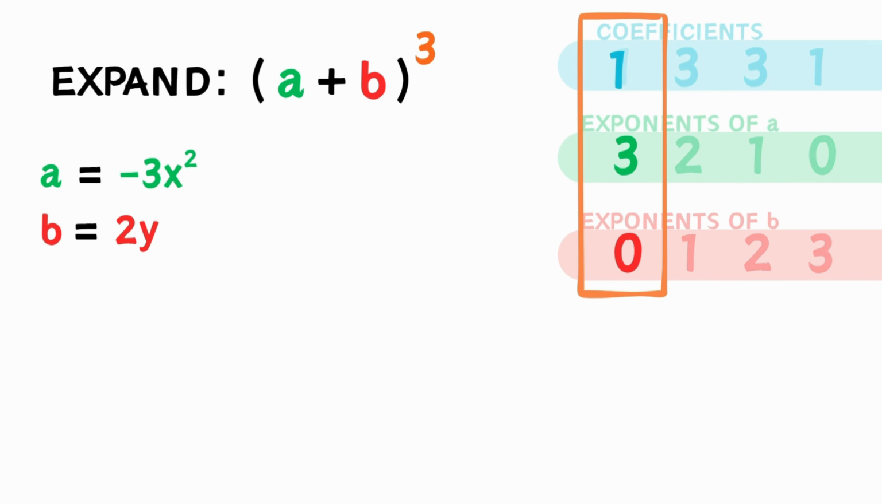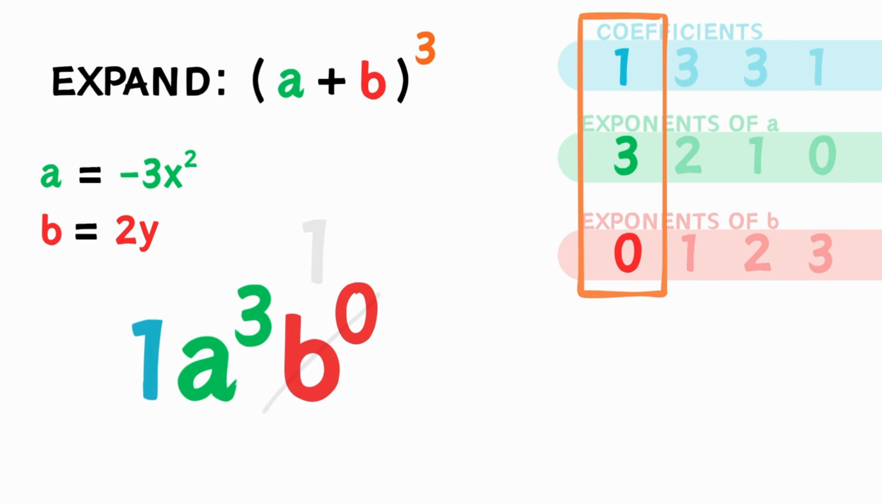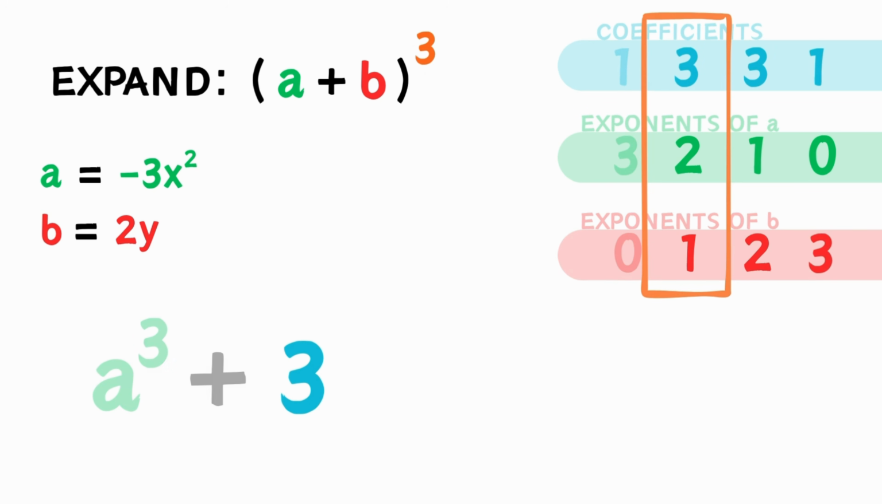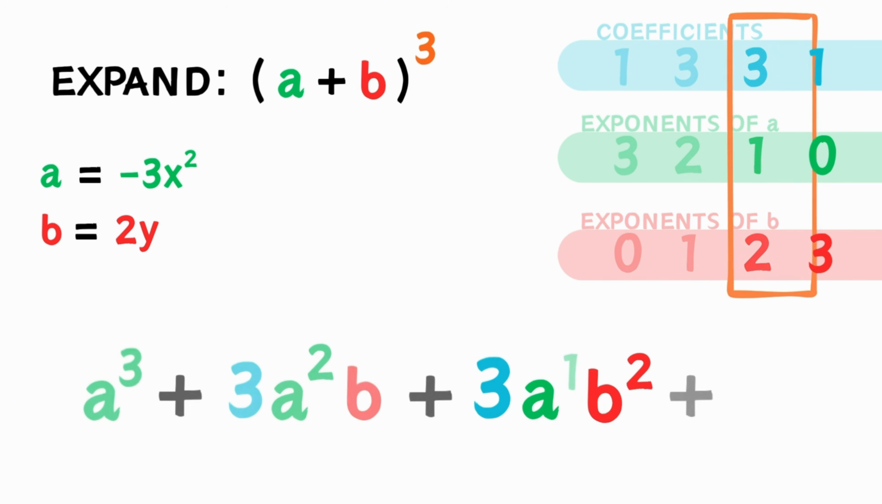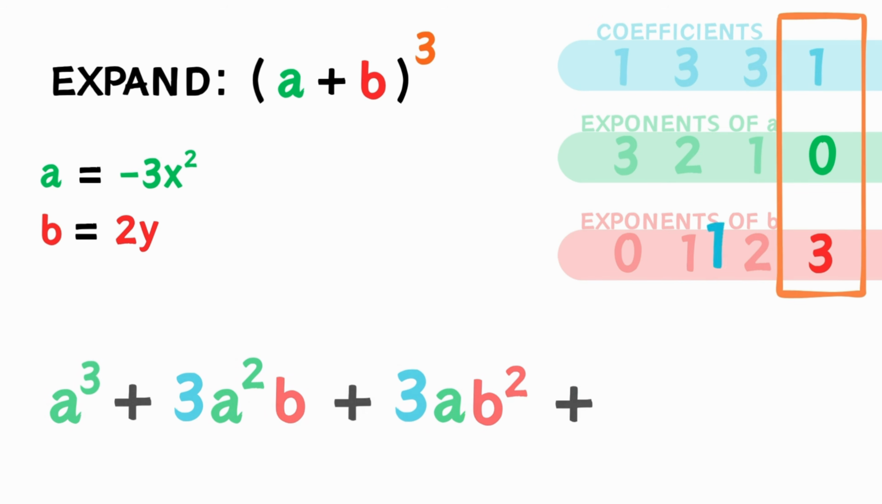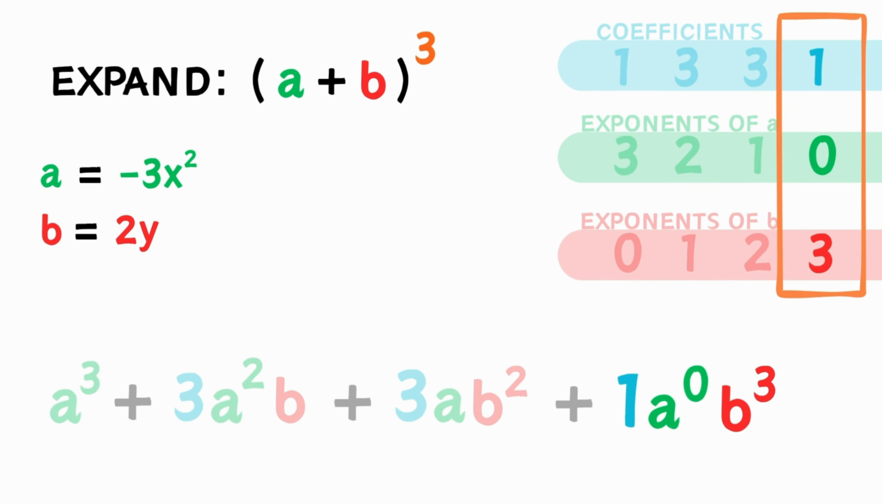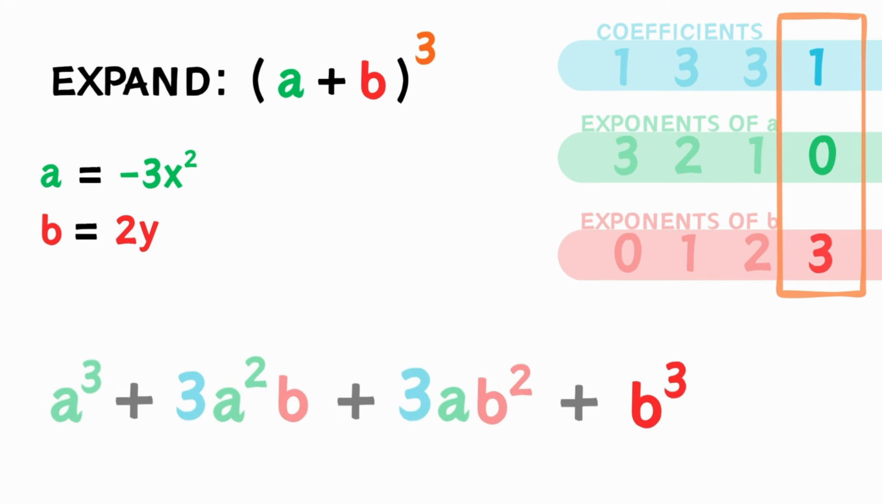We have a coefficient of 1, a is raised to the power of 3, and b is raised to the power of 0. That simplifies to a cubed. The second term has a coefficient of 3, a is squared, and b is raised to the power of 1. That's just b. The next term also has a coefficient of 3. This time, a is raised to the power of 1, and b is squared. And the final term has a coefficient of 1, a is raised to the power of 0, and b is raised to the power of 3. Simplified, that's just b cubed.